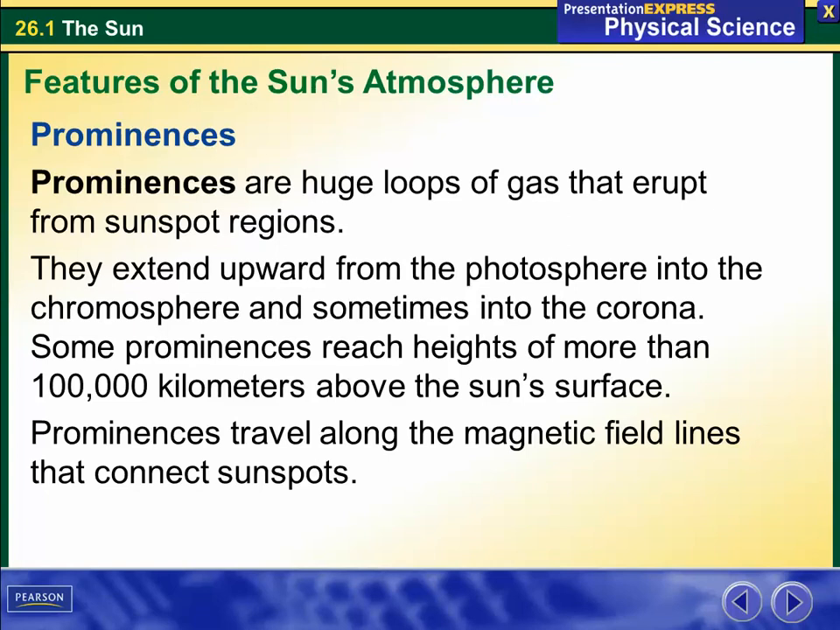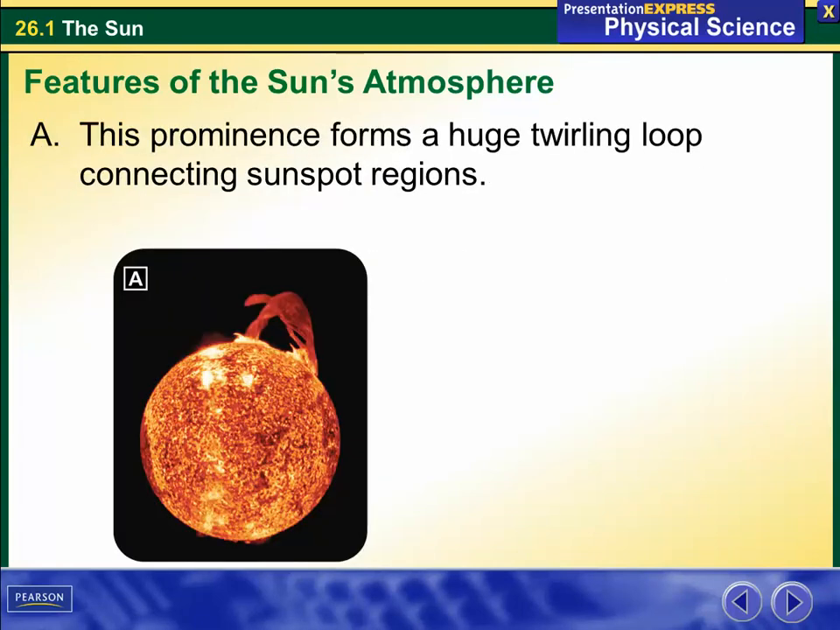Then we have what are called prominences. These features of the sun's atmosphere all connect with one another. A prominence is a huge loop of gas that will erupt from a sunspot region, and we're going to see a picture of what that looks like in a moment. They can extend upward from the photosphere into the chromosphere, and sometimes they can even reach into the corona. They can reach heights of more than 100,000 kilometers above the sun's surface. They travel along magnetic field lines, and they will also connect sunspots. Here's a picture of a prominence.